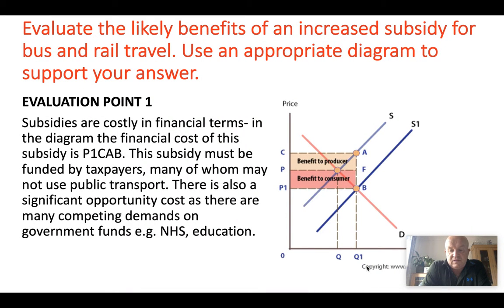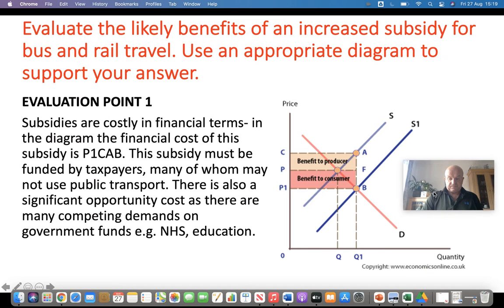And also, there's that significant opportunity cost, because government funding is a current issue, isn't it? Where do they spend that money? Should it be on the NHS or education? Because if there's lots of subsidies being paid for public transport, then obviously that money can't be magicked out of the air and put into another set of spending options for the government. And again, we've got a diagram there which actually supports your answer.